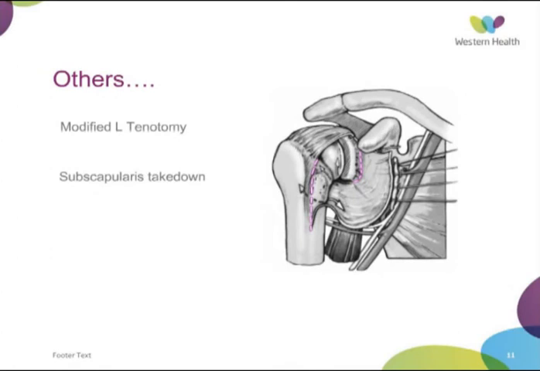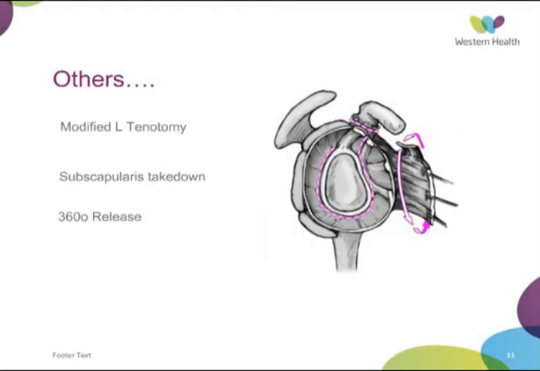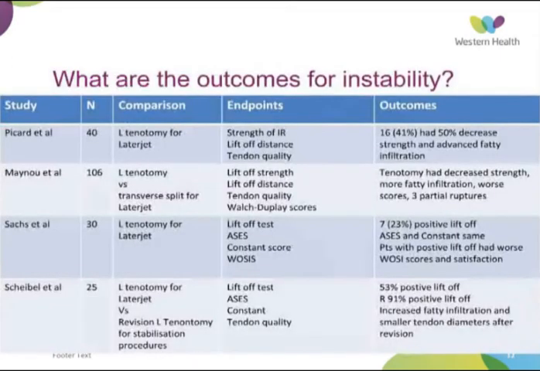A full subscapularis takedown is described, all the way down to the level of latissimus dorsi, and I found one article talking about doing, in addition to your tenotomy, a 360-degree release of the insertion of subscap. This is more a procedure for patients that have developed significant contractures after, for example, glenohumeral osteoarthritis.